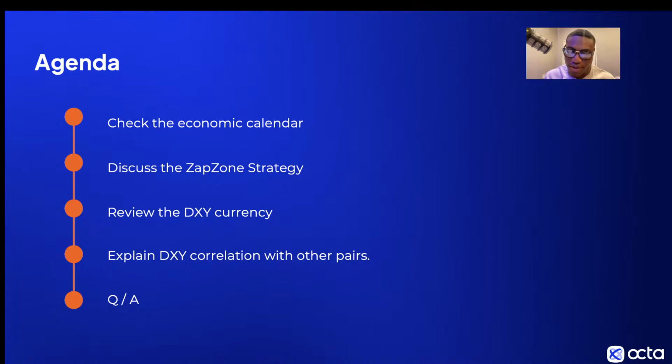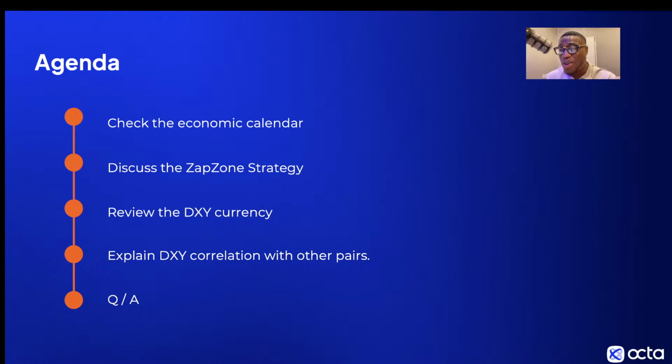Very important for every trader. I'll also give you a brief on how it works and how to set it up so that you don't miss out on economic events. And I'll talk to you about the ZapZone strategy, which is the zone trading strategy that I use. And we'll review the DXY currency, the dollar index. I'll explain what it means.